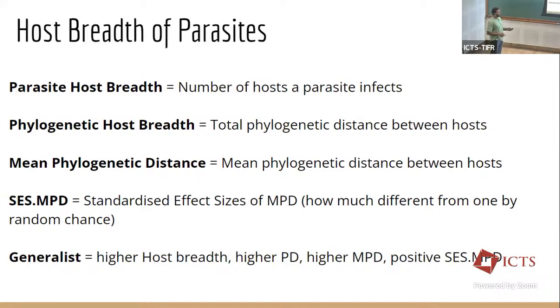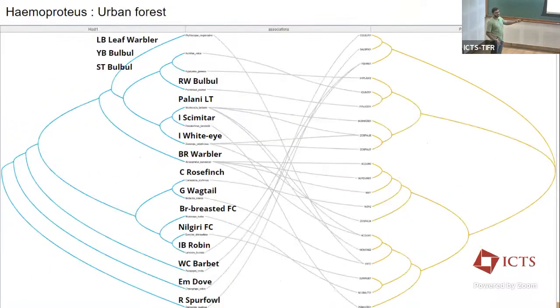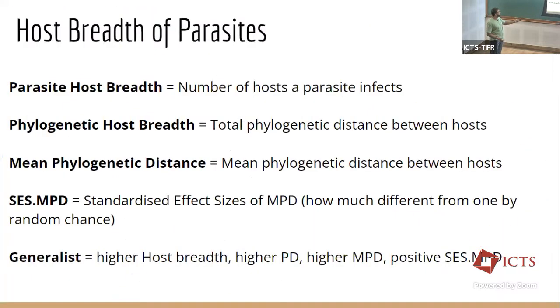So what you look at, this is a very visual interpretation, right? There is a quantification in this. So what you generally look at is host breadth. For every parasite, I look at how many hosts it infects. So the simple host breadth is the number of hosts a parasite infects. But if those hosts are very phylogenetically similar, a parasite infecting 3 species of pigeons, then it's still a specialist of pigeons. It may have 3 species, but it is not infecting a woodpecker.